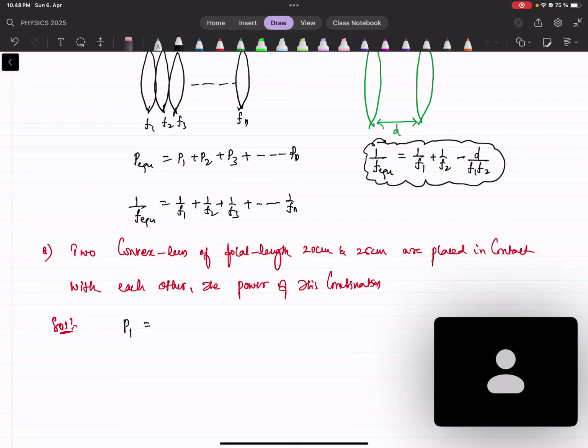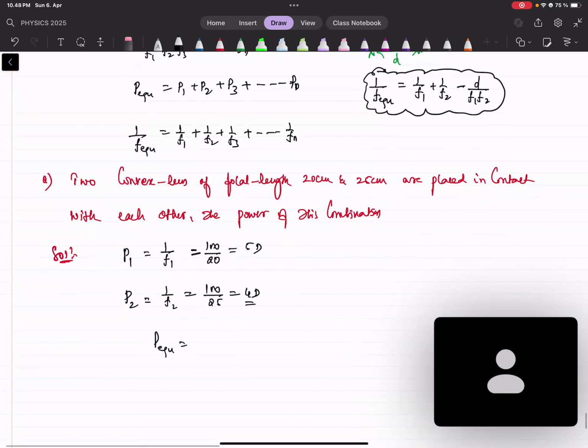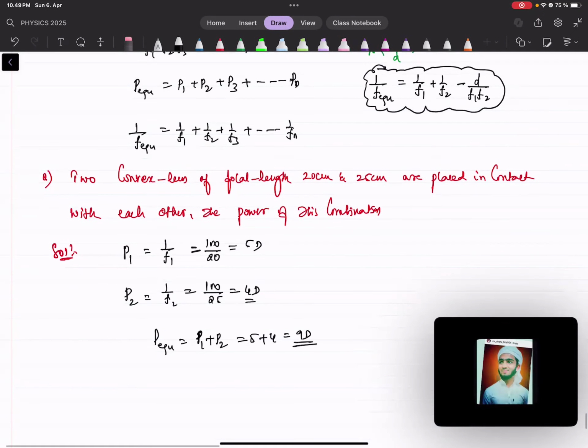Power for the first one, when focal length is given, P1 is equal to 1 by f1. That is 100 divided by 20 because it is given in centimeters. So it will be equal to how much? 5 diopter. P2 is equal to 1 by f2, that is 100 divided by 25, which is equal to 4. So P equivalent will be equal to P1 plus P2, that is 5 plus 4. How much? 9 diopter. 9. Done?